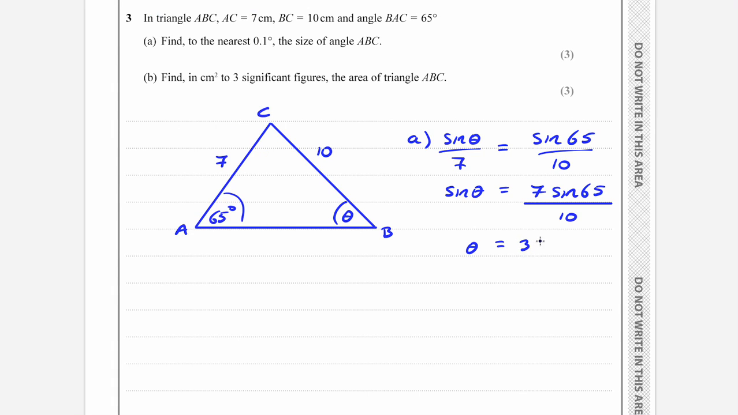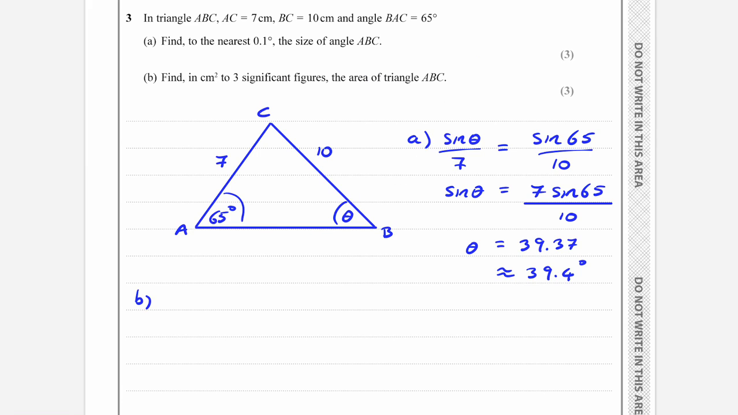39.37. He wants it to the nearest 0.1 degree, guys. This is 39.4 degrees. Okay, then he says find in centimeters squared to 3 significant figures the area of the triangle.